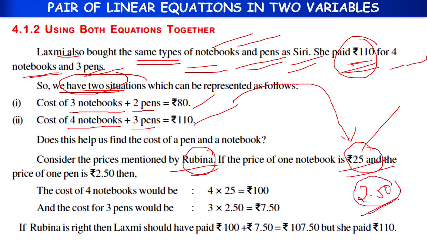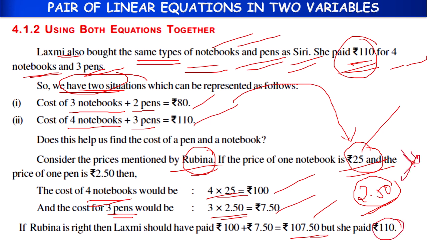Let's apply these two to Lakshmi. Lakshmi has bought 4 notebooks and 3 pens. So 4 into 25, 100. 3 into 2.50, 7.50, which makes 107.50. But she paid rupees 110. So Rubina's guess was wrong.